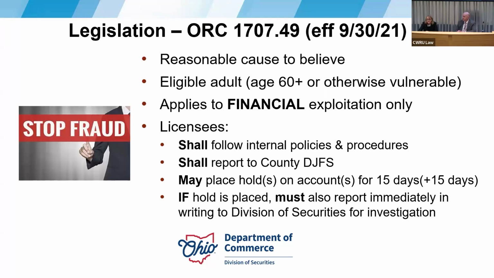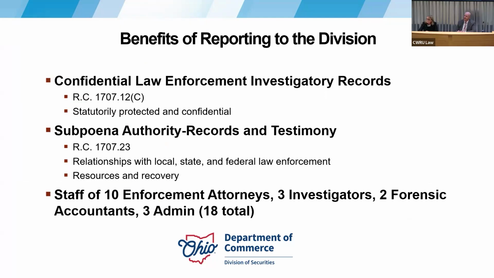And we do look at everything. We look at everything that comes in to determine whether we have jurisdiction. We don't have a minimum dollar amount. So if somebody's being taken for $200, we're going to look at it just like we would if we have a $40 million fraud. The benefits of reporting to us are the resources that we have.